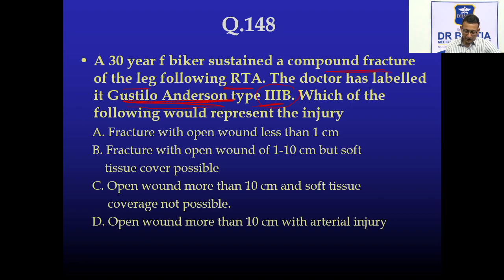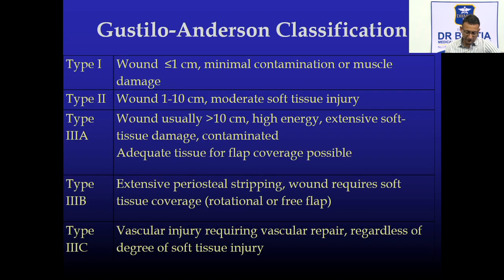If we see the Gustilo-Anderson classification, we have three types: type 1, type 2, and type 3 is further divided into type 3A, type 3B and type 3C. In type 1, we have less than 1 centimeter wound. There will be minimal contamination and the fracture is going to be usually oblique or transverse. There is no comminution of the fracture in type 1 Gustilo-Anderson. In type 2, fractures will have 1 to 10 centimeter wound. There will be moderate soft tissue injury and moderate comminution of the bone.